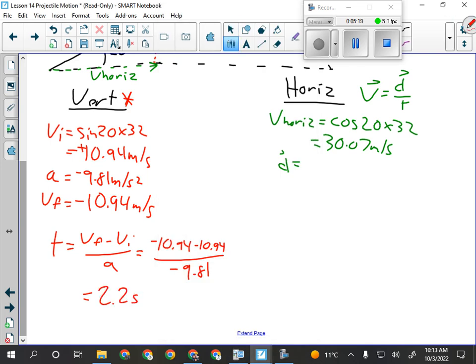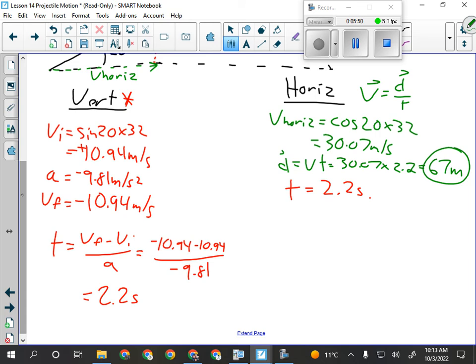All right, so that I can bring over to this side. Are they all right with that? So now I can go V equals V times T, take my 30.07, multiply it by 2.2, and I believe it comes out to 67 meters horizontal. Everybody all right with that?